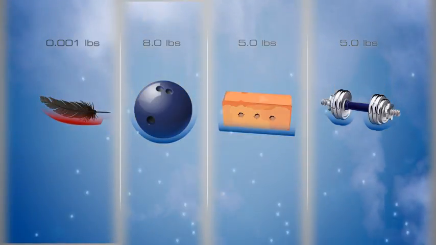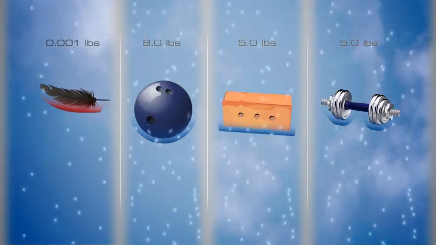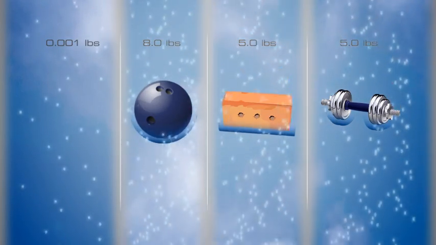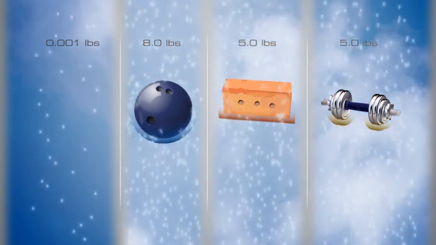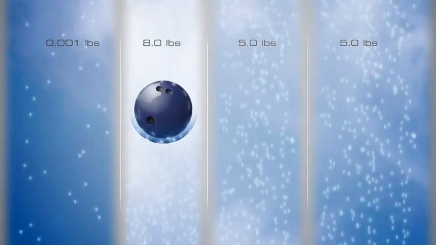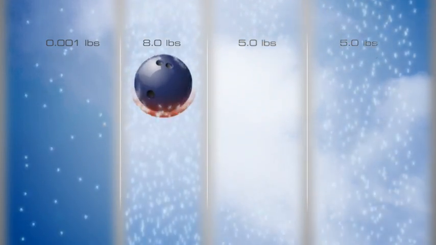However, when these objects fall in Earth's atmosphere, they will encounter air resistance. Their shape and weight will determine their terminal velocity, the point at which the air resistance moving around the object equals the object's weight.